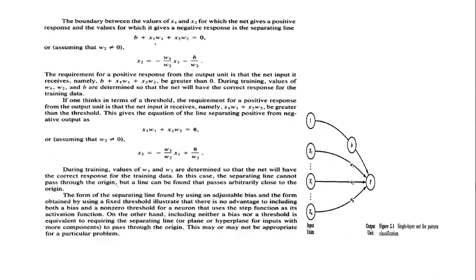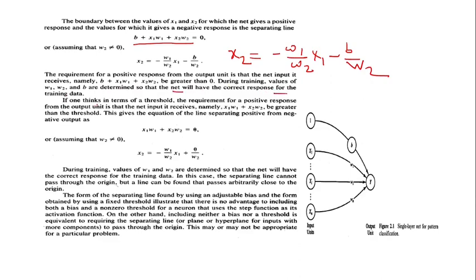So here if you have two inputs, x1 into w1 plus x2 into w2 plus b equal to 0, assuming that w2 is not equal to 0. If you free x2 from here, we can write x2 equal to minus w1 by w2 into x1 minus b by w2. The requirement for a positive response from the output unit is that the net input it receives, namely b plus w1 x1 plus w2 x2, be greater than 0.